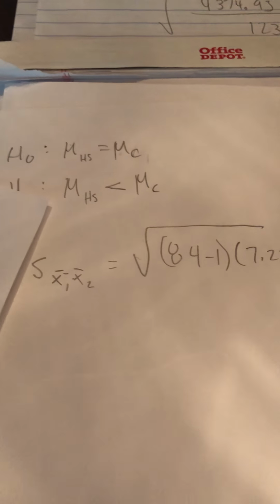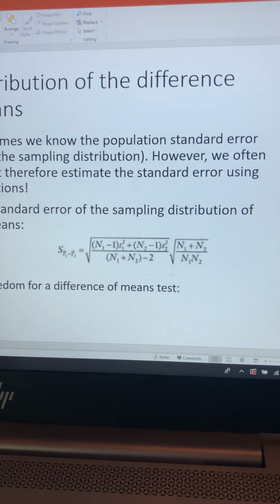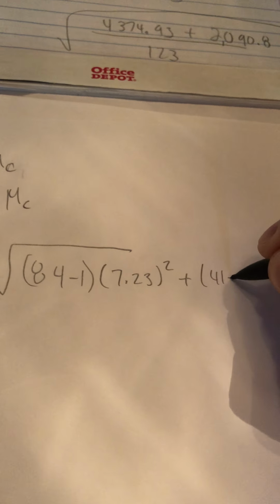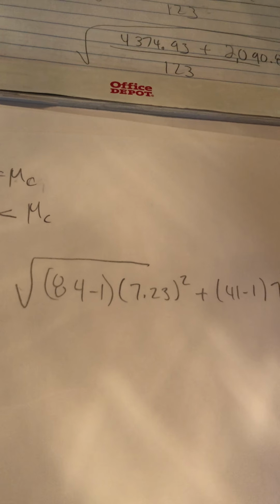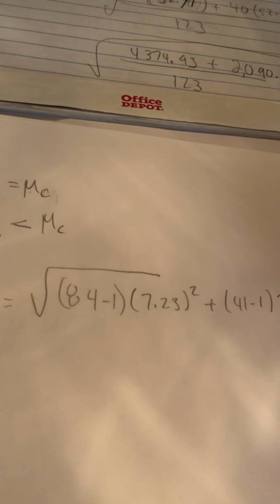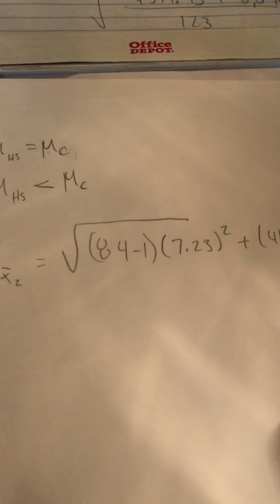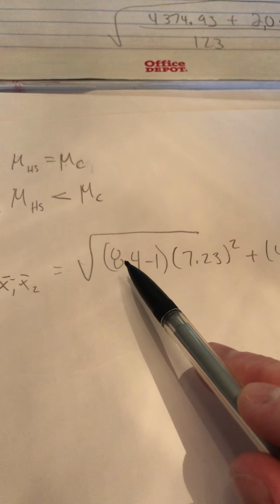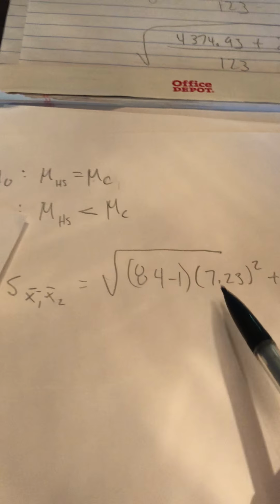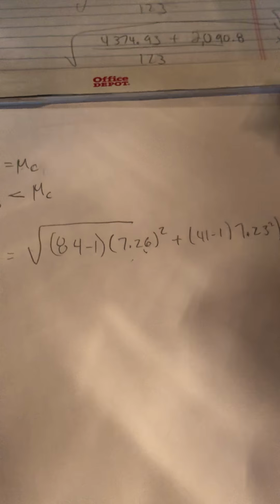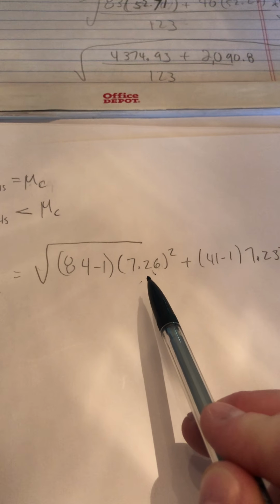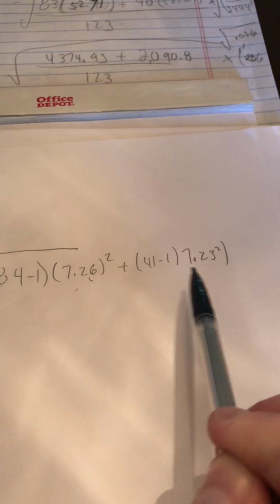And then the standard deviation for high schoolers was 7.26, squared, plus N2 minus 1 times S2 squared. So our N2 is 41 minus 1 times 7.23 squared. Sorry about that. So this is the sample size of 1, the standard deviation of population 1 is 7.26. Population 1, standard deviation 1. Population 2, standard deviation 2.